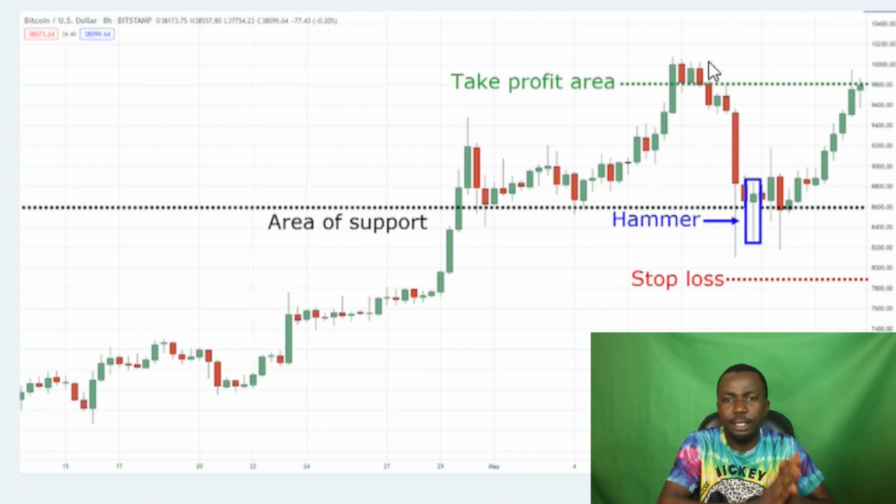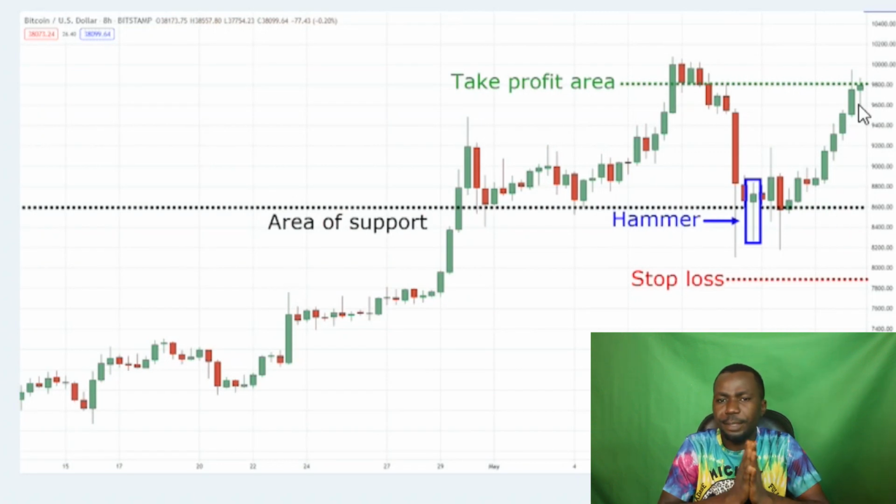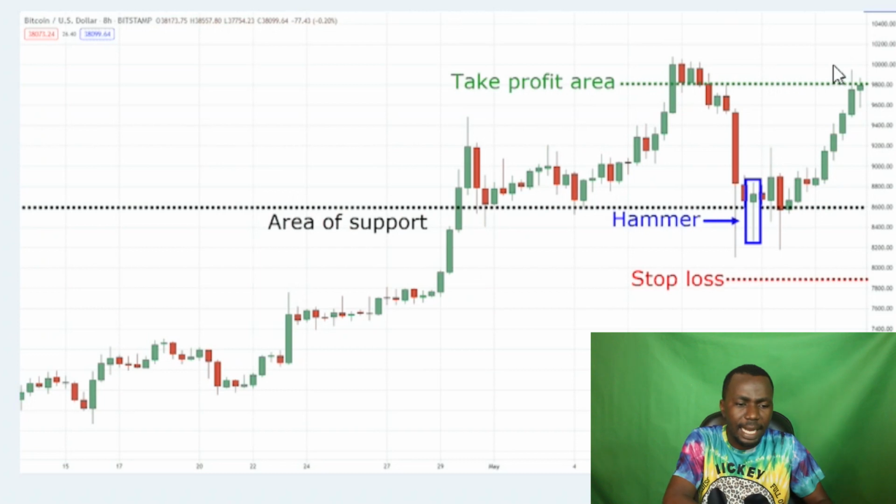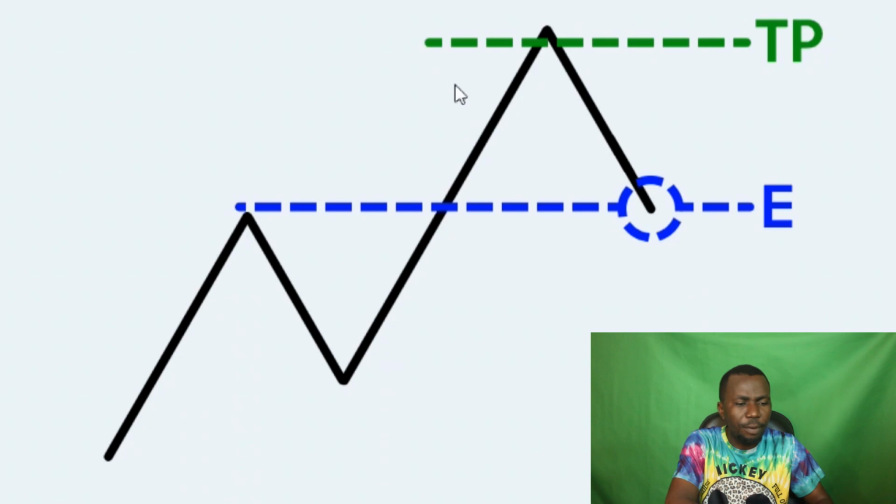So you are expected to place your take profit at the previous highs, right? That is why you are expected to place your take profit at the previous high, which is this. Then your stop loss will be below the support. So this is how you trade the market, right? Now let me give you another example of what I'm talking about.